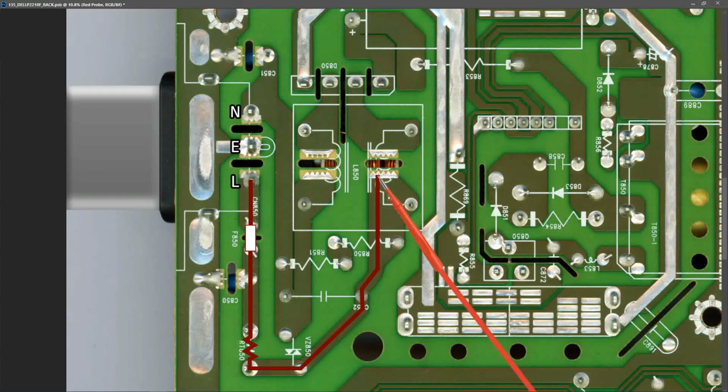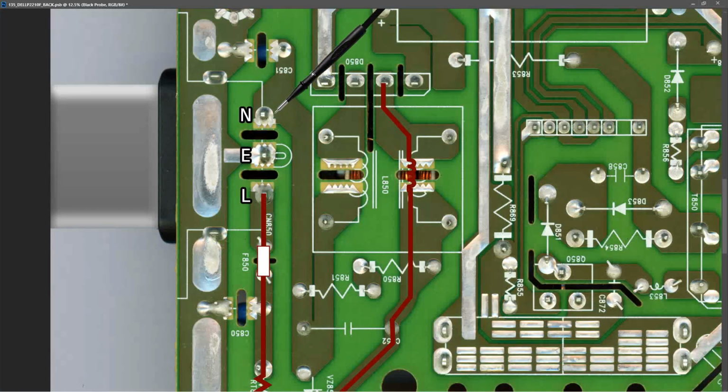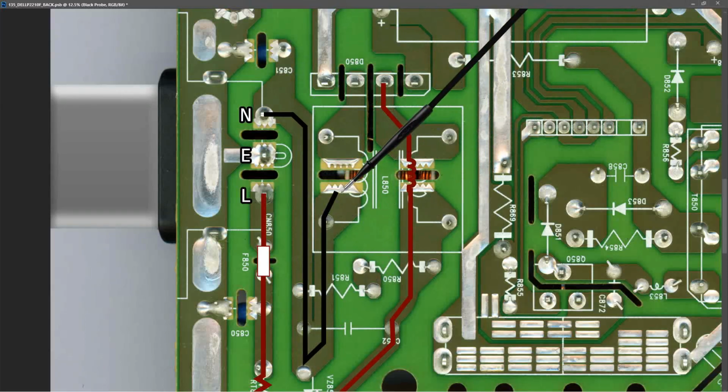Coming through the inductor, it then makes its way onto one of the center pins of our bridge rectifier. Our neutral comes in on this pin right here. It follows this track down here and back up and around and onto our inductor. It comes through our inductor and then makes its way onto the second center pin of the bridge rectifier.